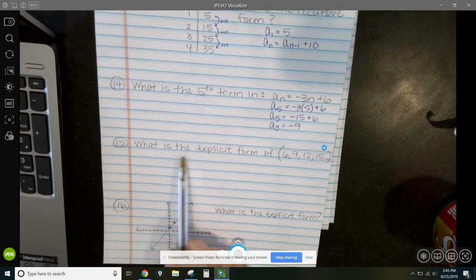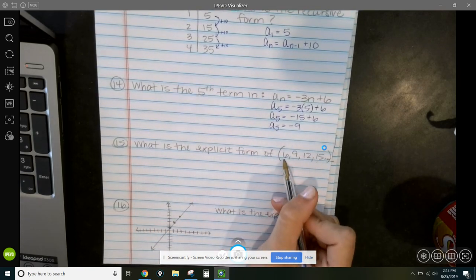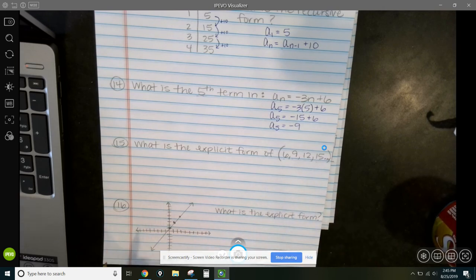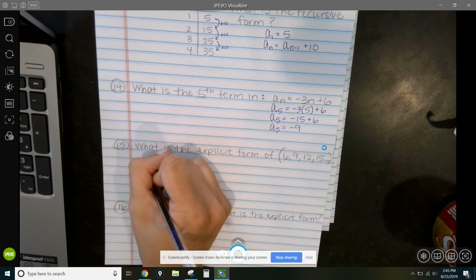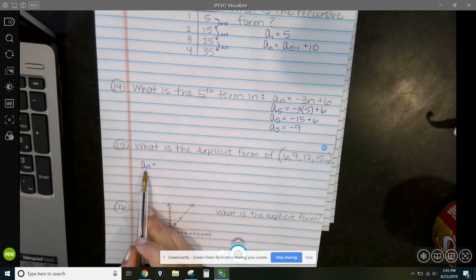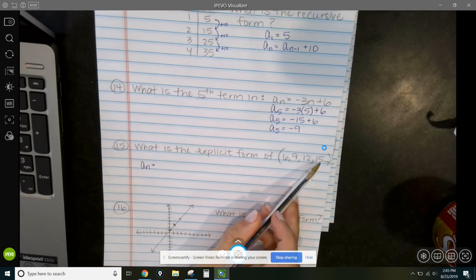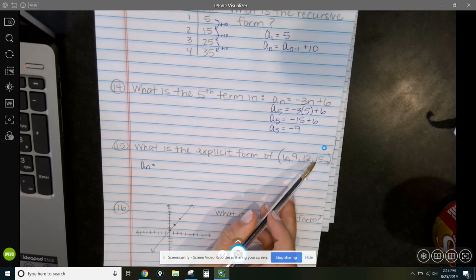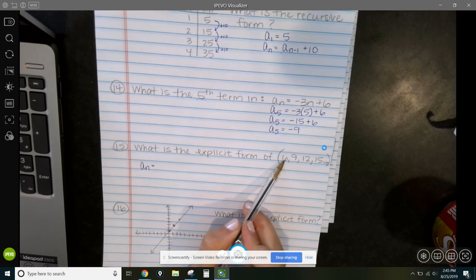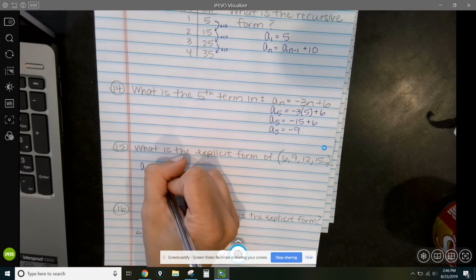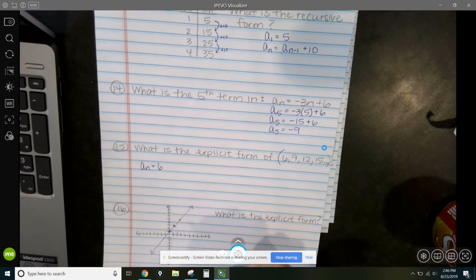What is the explicit form of this sequence? 6, 9, 12, 15. So they're giving you a bunch of outputs, and you have to figure out where they came up with that. So let me find my notes. All right, so I'm going to start by writing a sub n equals. This is what I'm trying to figure out. How can I figure out any one particular number in this sequence? Well, I know that the sequence started with 6. So I'm going to write 6. That's my first one.